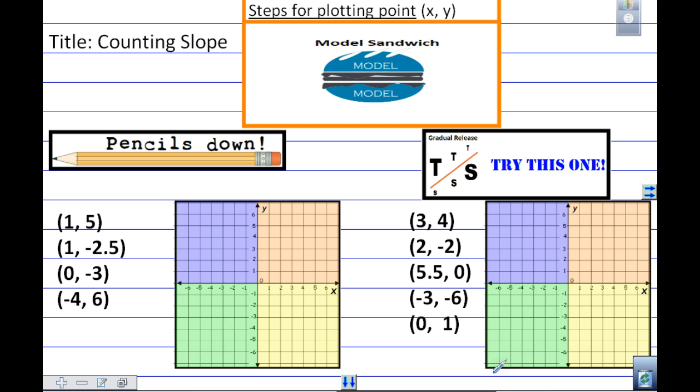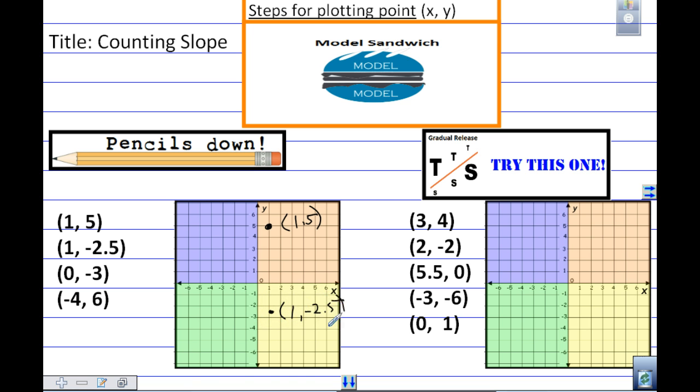Recall how to plot points. Where's 1, 5? What quadrant? And where is it? 1 positive, 5 positive, right here. 1, 5, and label it. 1, negative 2.5. 1, negative 2. What quadrant is this? 4.